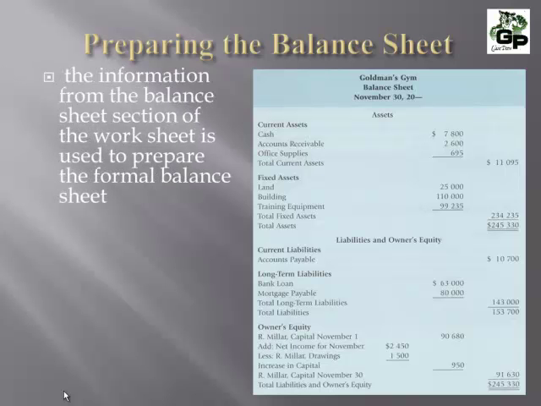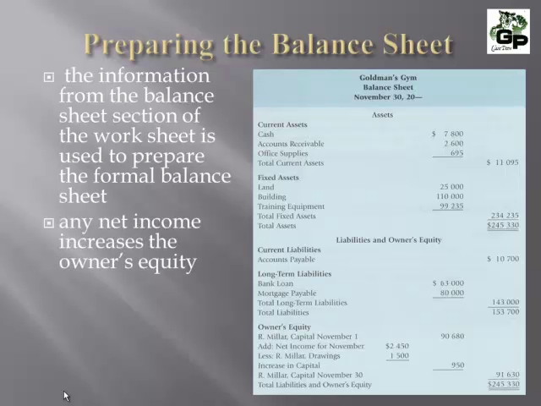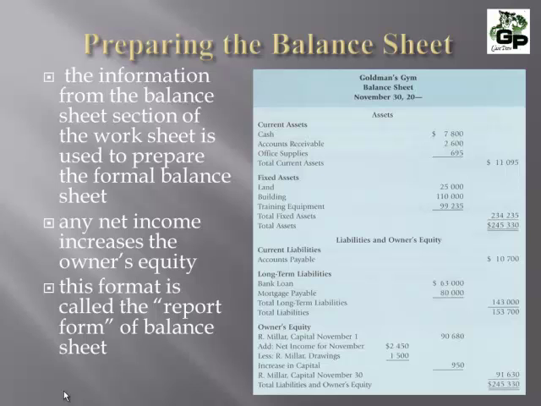The information from the balance sheet section of the worksheet helps us prepare the balance sheet. Any net income or net loss are applied to the owner's equity. And we prepare the report form balance sheet. Notice that net income or net loss, in this case it's a net income for November, is applied to the owner's equity calculations in this balance sheet.